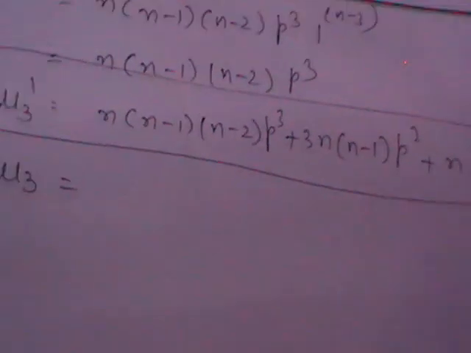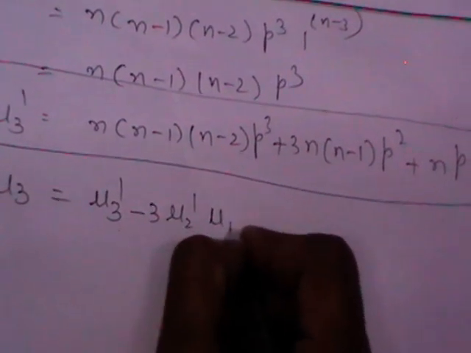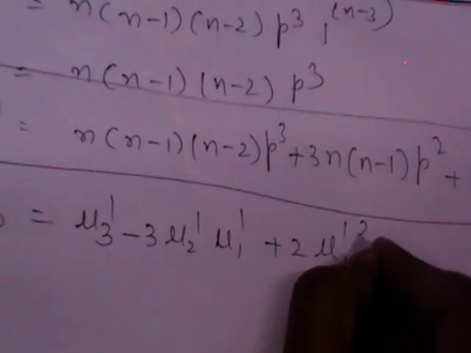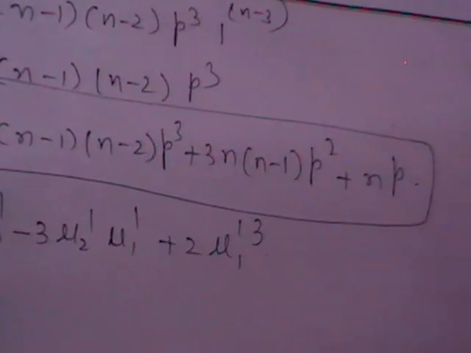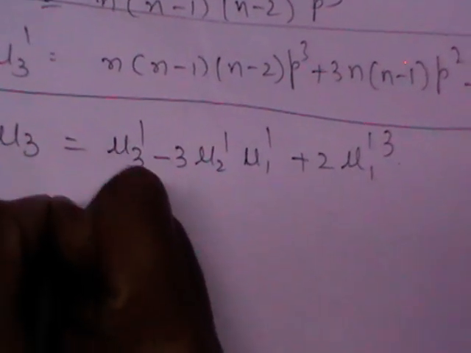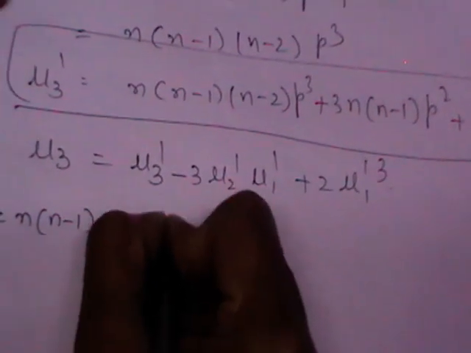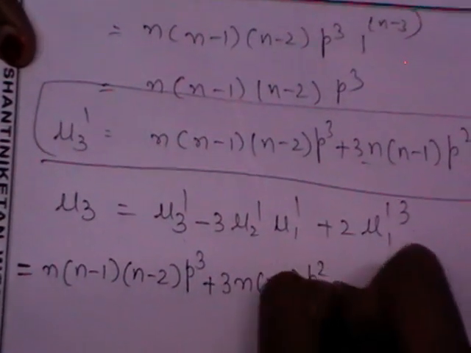Still we need the third central moment called mu 3. What is the formula for mu 3? Mu 3 dash minus 3 mu 2 dash mu 1 dash plus 2 mu 1 dash cube. This is the formula for mu 3. So if you replace in this relation, you are going to get mu 3. So let us do that. What is mu 3 dash? n into n minus 1 into n minus 2 into p cube plus 3n into n minus 1 into p square plus np.